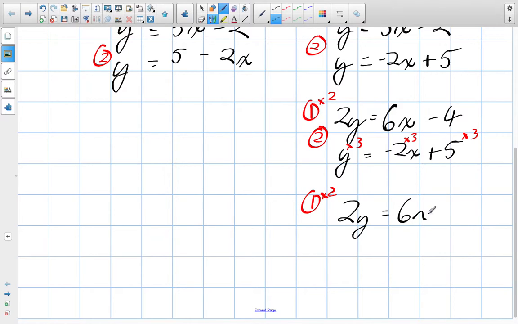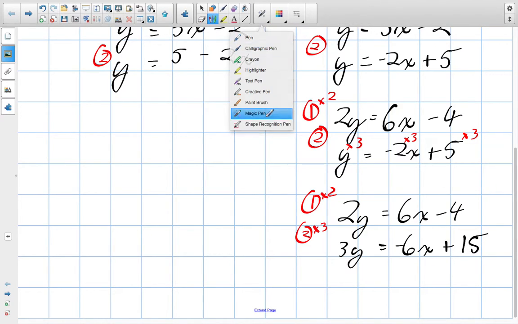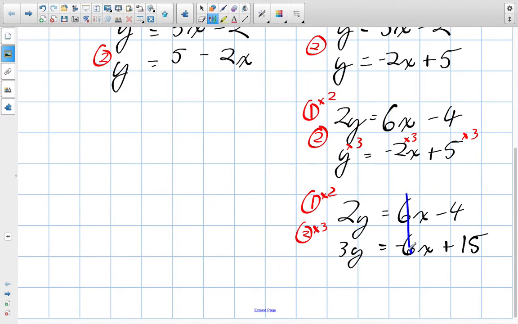2y is equal to 6x minus 4. That's equation 1, which we've already completed. Equation 2 times 3 would read this: 3y is equal to negative 6x plus 5 times 3 is 15. Good. So we now have the same value here.